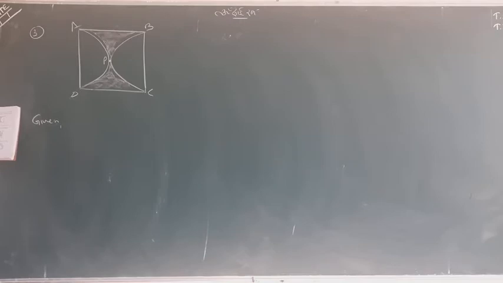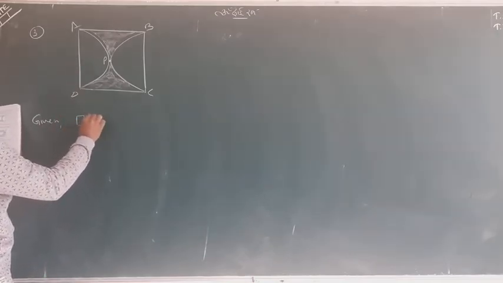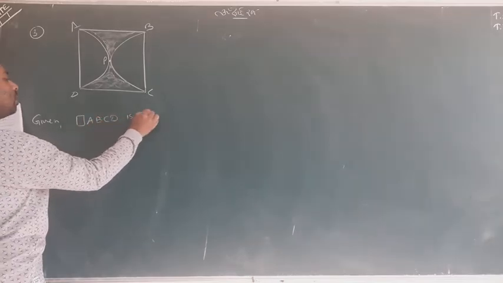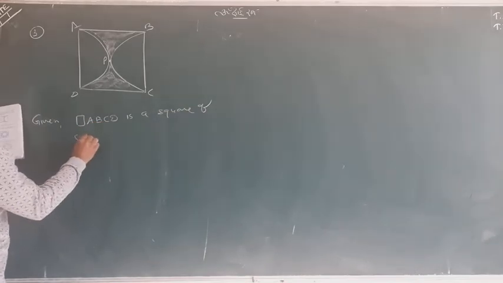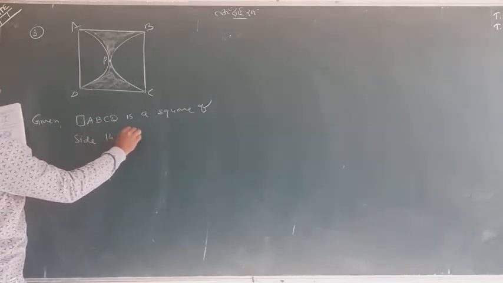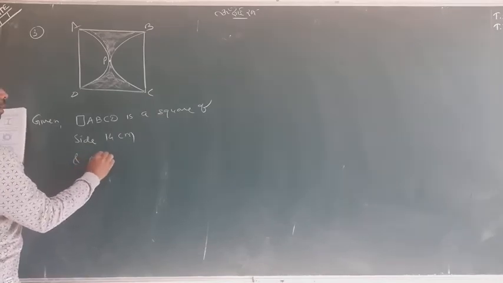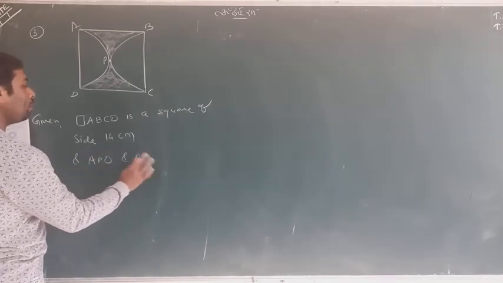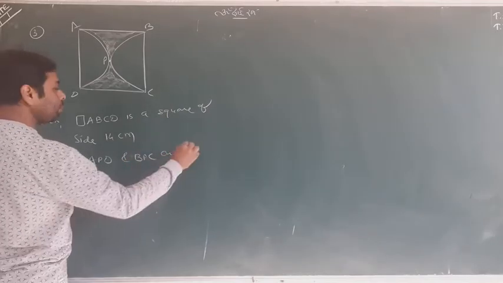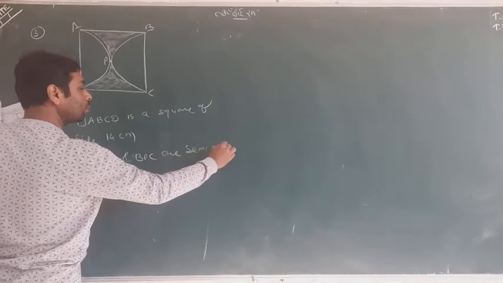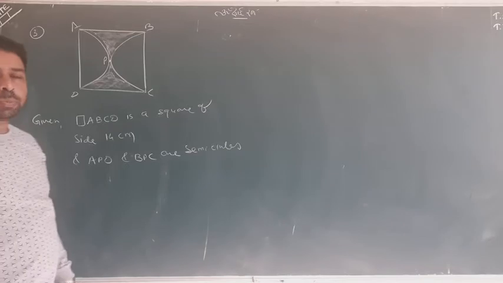Find the area of the shaded region, figure 12.21, where ABCD is a square of side 14 centimeter, and APD and BPC are semicircles. This is given. So what we can do, let me explain.